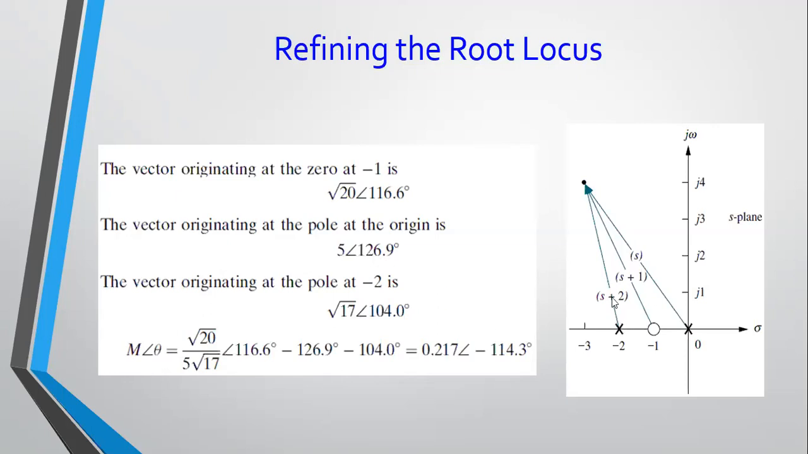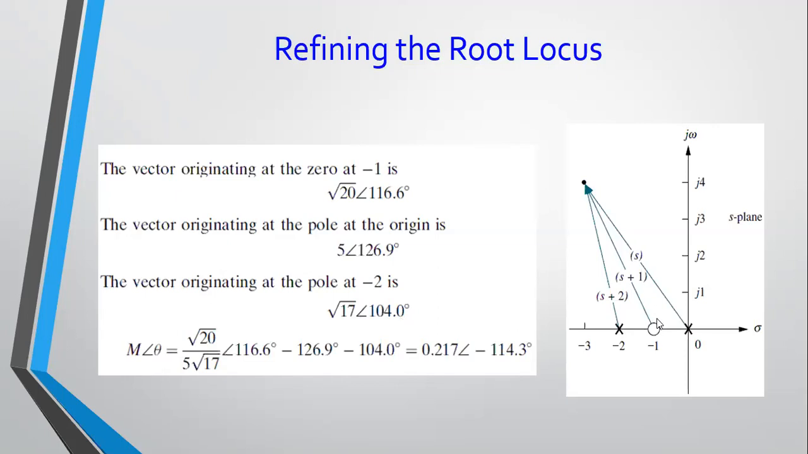And similarly for this vector here, you can work out its length. So it's 1 squared plus 4 squared, square root, so the square root of 17. And where you get the angle 104.0 degrees is simply 180 degrees minus tan inverse of 4 over 1. So you see where you get 104.0 degrees.